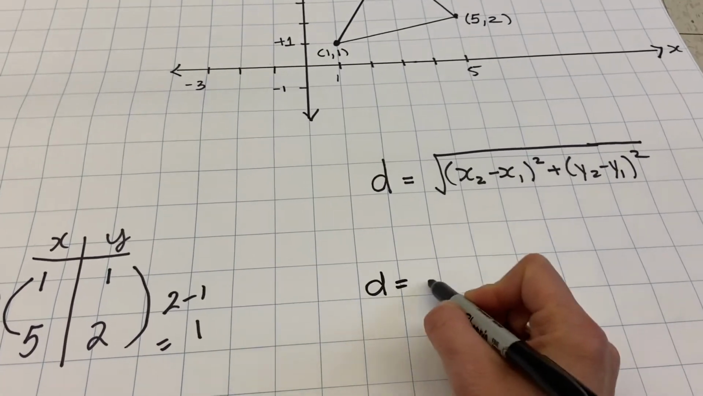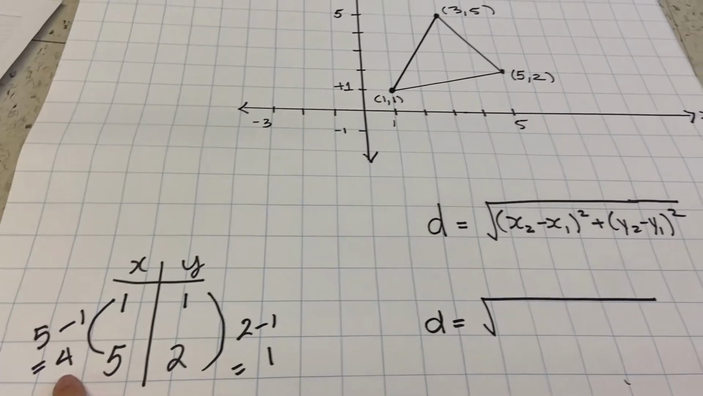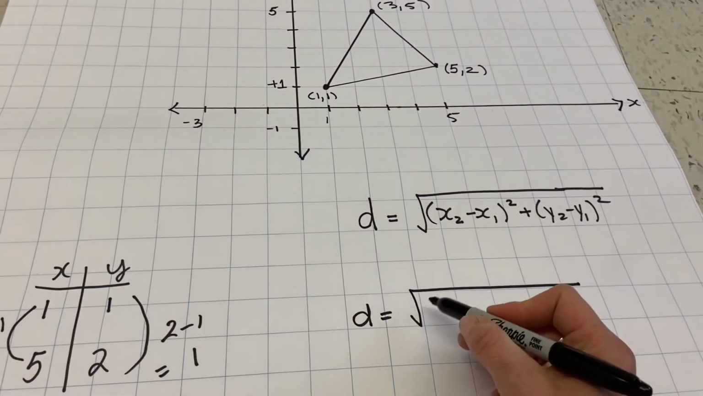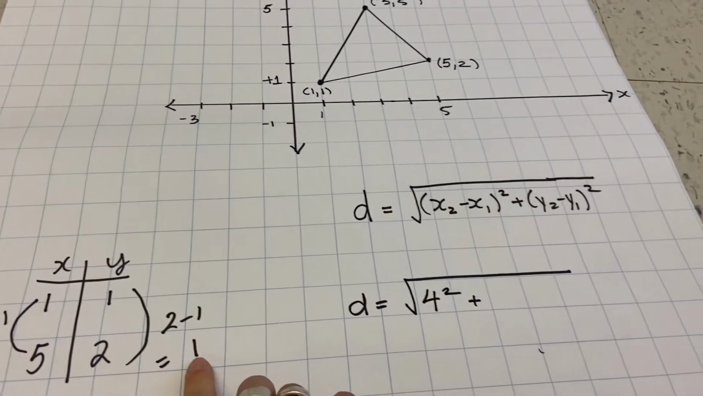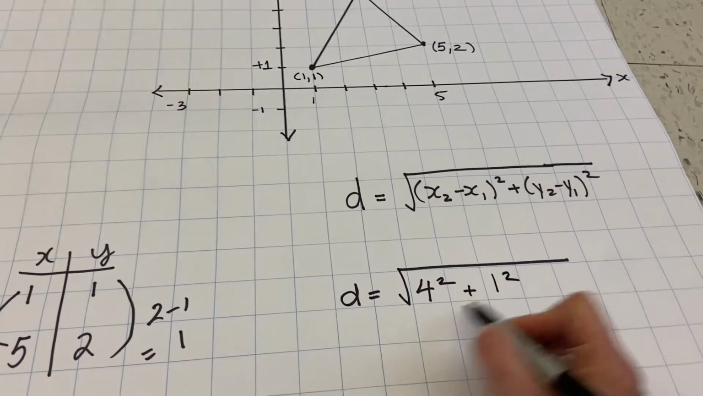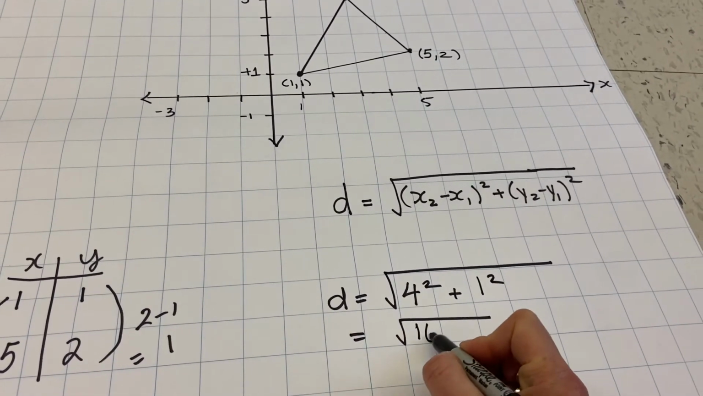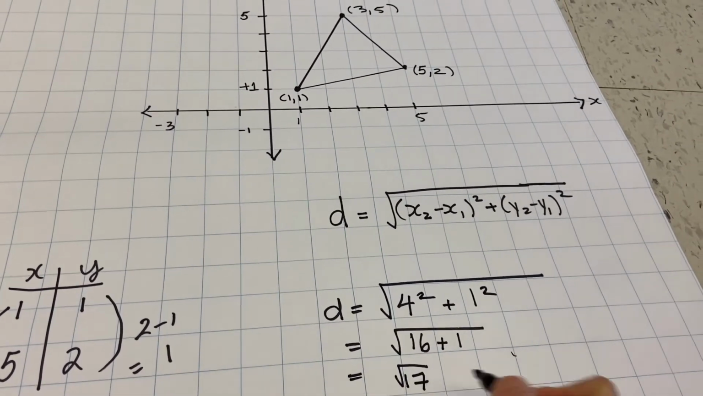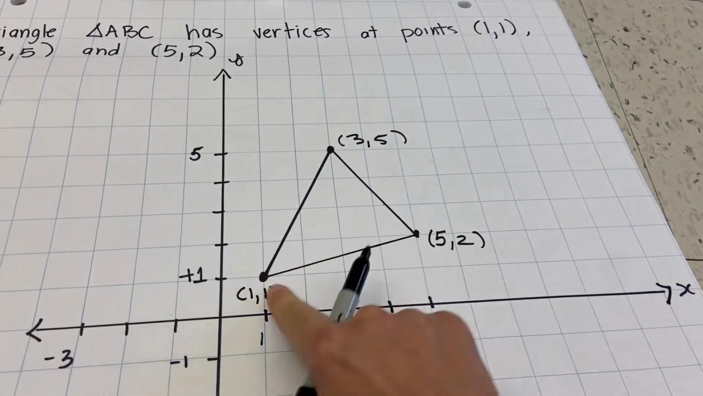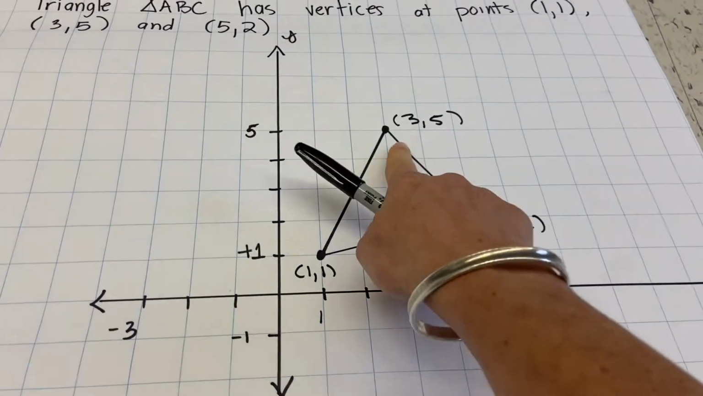We get D is equal to the square root of (x2 minus x1) squared. x2 minus x1 was 4, and the equation says I have to square it. So 4 squared. And then I have y2 minus y1, which was 1, 1 squared. So I end up with 4 squared is 16. 16 plus 1 gives me the square root of 17. So that means that the distance between these 2 points is square root of 17. Let's try the next points.